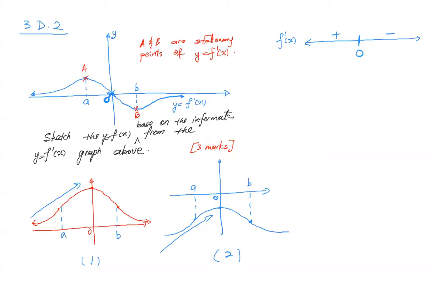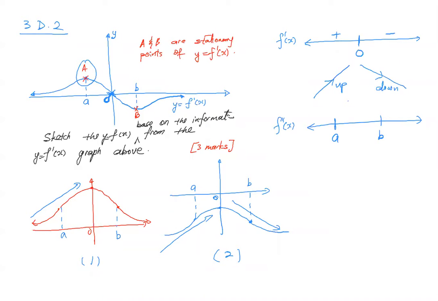Then after 0 it is going down. So I know the shape of the f(x) graph is like that. Up and down. This is my f(x) graph. But it cannot be a straight line, right? So I do the f double prime x based on f prime x. So the stationary points are here. So I mark down A here and B here.